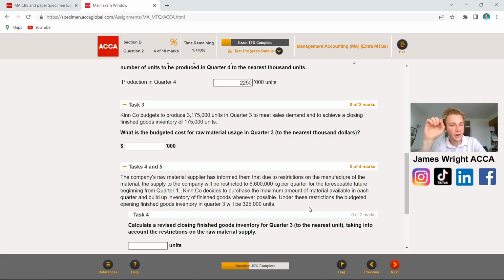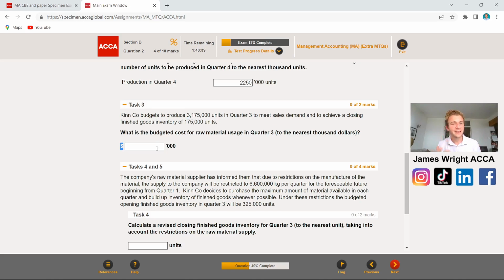What is the budgeted cost for the raw materials usage for quarter 3? And this is where you've got to be savvy. When you read it to yourself, you see budgeted cost, budgeted number of units produced. And you're going to say to yourself, this is the number, 3.175 million units, budgeted to produce. But another giveaway here is, notice the dollar on the side there.